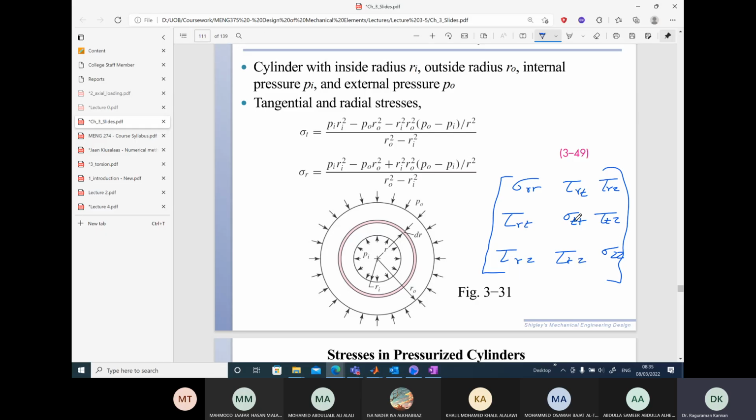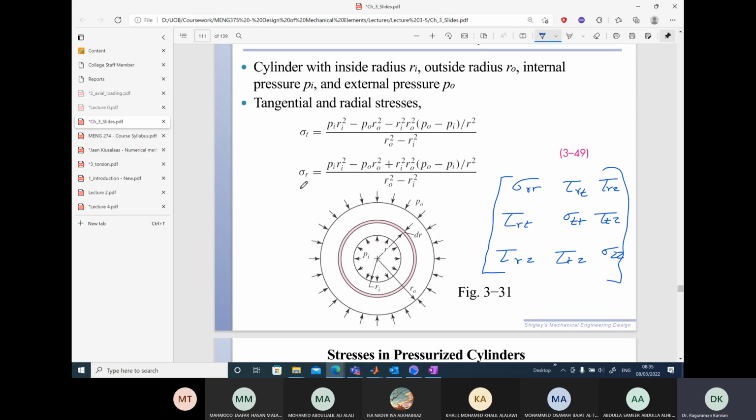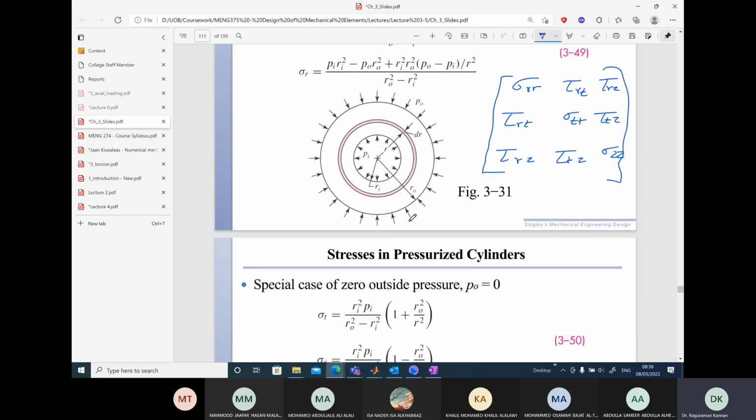In this particular case, we have only the sigma RR value and the sigma TT value. All the rest of the components are 0 because of the pressure here. There are no shear components. And we calculate these components by using this formula, where Ri and Ro are the inner radius and the outer radius. Just use this formula and evaluate the stresses. Since all the other components are 0, this also means sigma TT and sigma RR are the principal stresses as well.